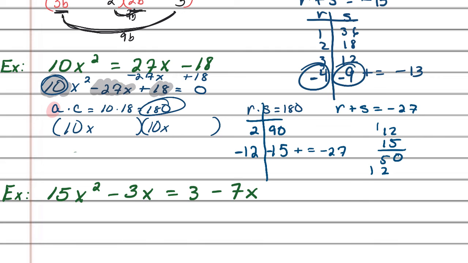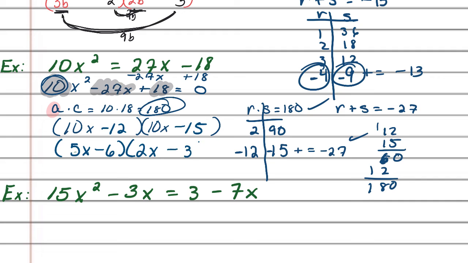Oops, 10, carry your 1. That's a 6 right there. Yeah, it multiplies to 180. It adds up to negative 27. So I go minus 12, minus 15, and simplify each one. Divisible by 2. Divisible by 5. Let's check it to see how we did.